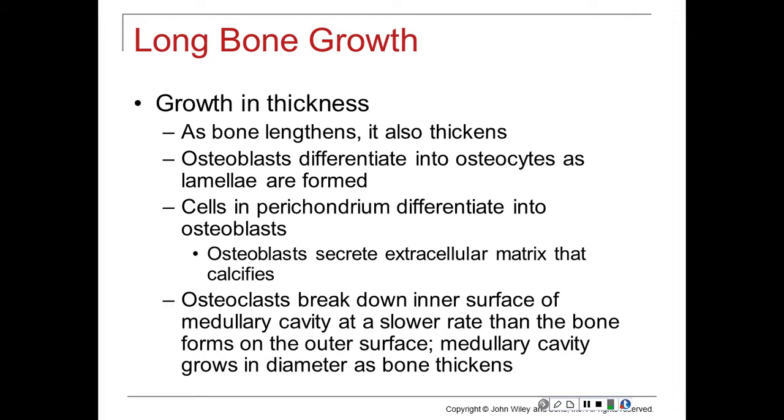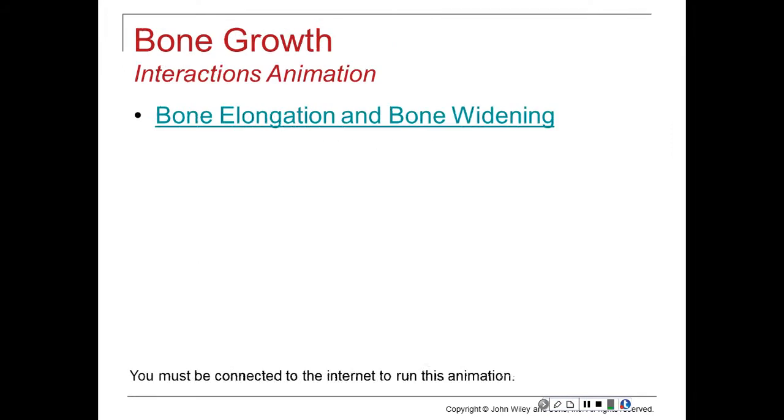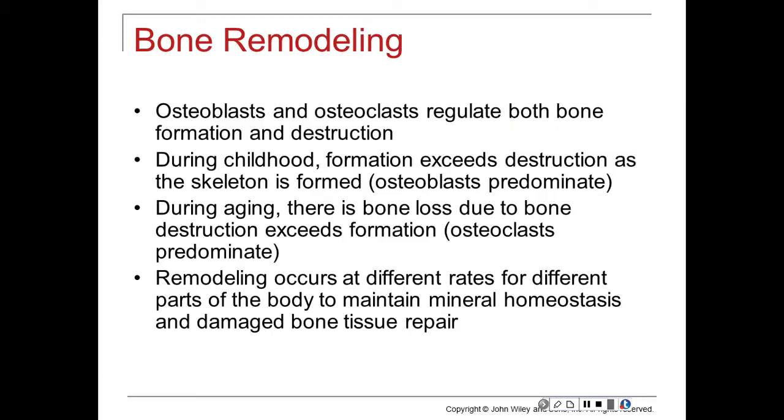So the medullary cavity is going to become thicker and thicker as well, or more and more open. As the bone grows in thickness, osteoclasts on the inner side of the medullary cavity are going to cause that cavity to increase in diameter as well, to allow for increased storage of lipids or blood or whatever needs to be stored there. This is an animation of bone elongation and bone widening.